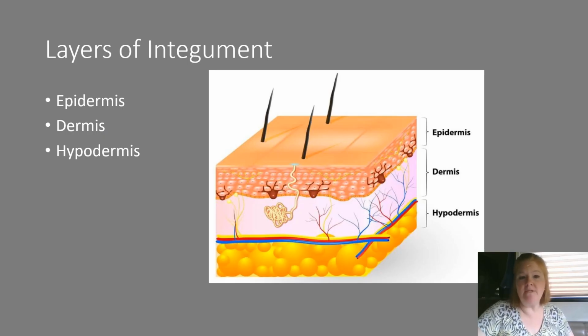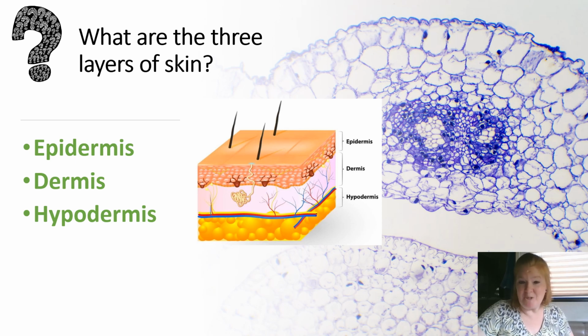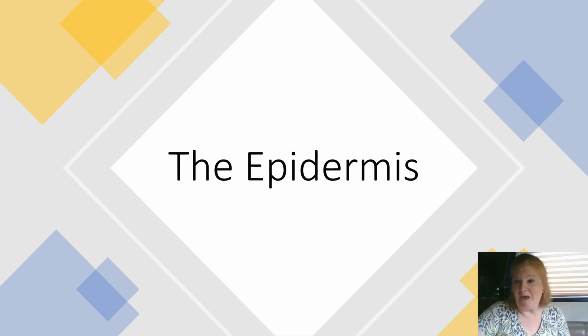All right, so the layers of the integument: the epidermis, the dermis, and the hypodermis. The hypodermis is sometimes called the subcutaneous layer or the fatty layer. However, we're including it here in our discussion. What are the three layers of skin? Do you remember? We just talked about them. The epidermis, the dermis, and the hypodermis. Epidermis most superficial, hypodermis most deep.